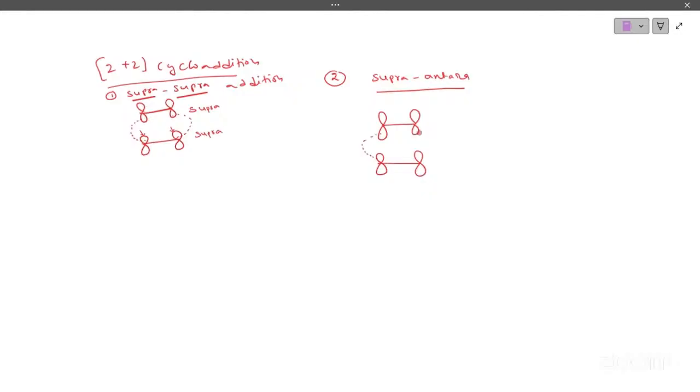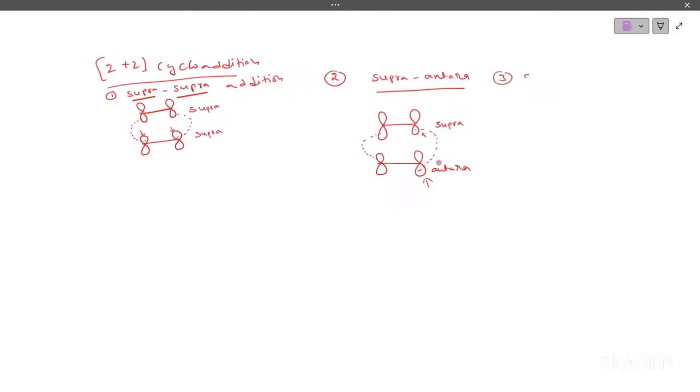Therefore, this lobe is participating in the interaction. And with respect to the second pi system it is antara. Therefore, opposite lobes may be involved. Already this lobe is involved in the interaction, so the second interaction may be achieved from here. Therefore, the second bonding interaction is achieved like this. Now, with respect to the first pi system this is the supra interaction, and with respect to the second pi system this is the antara interaction. Right. Coming to the third.